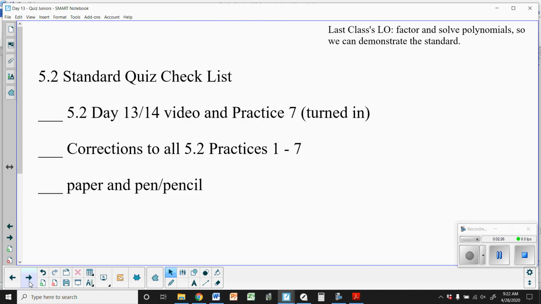All right, so just a quick checklist to make sure that you've done the day 13 and 14 video. You've watched that, you've done the practice, you turned it in, and then also you just did corrections. Also corrections to all 5.2 practices, 1 through 7. So make sure that you did those. Then get a paper, pencil, or a pen, and then we're on to the quiz.